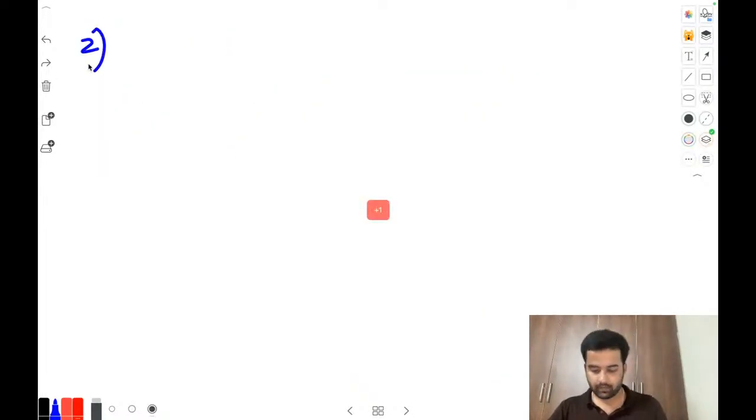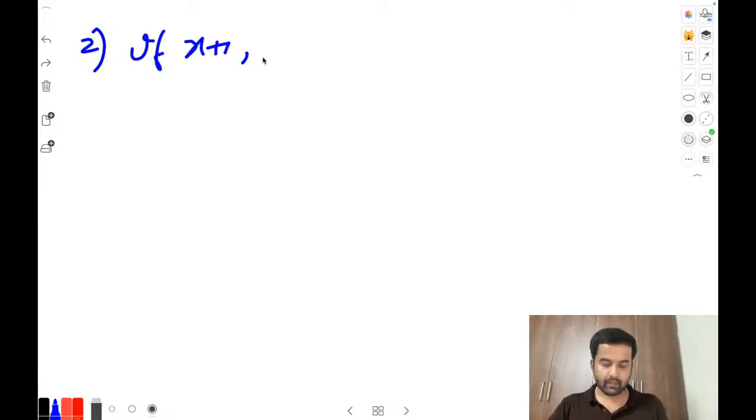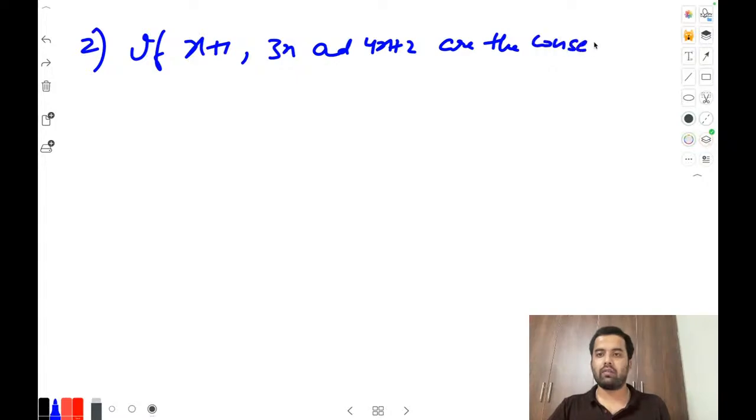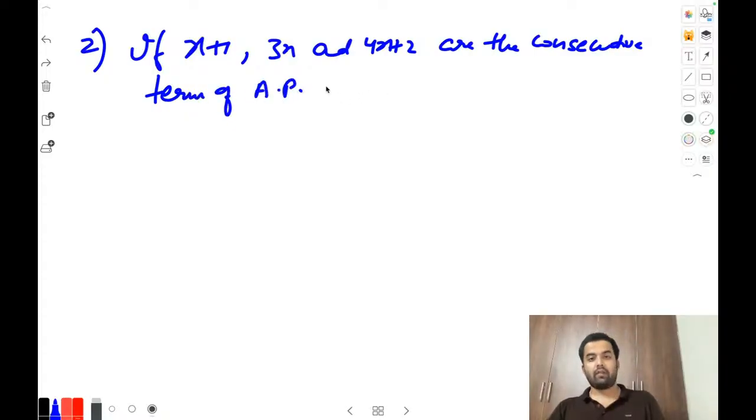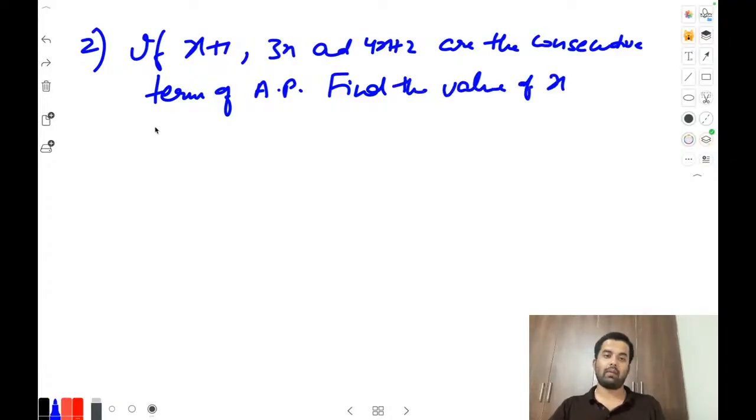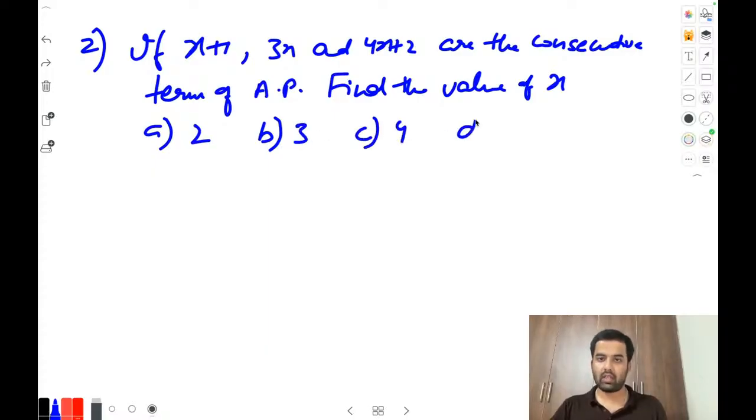Question number 2 now. Yes, it is a very interesting one. If x plus 1, comma 3x and 4x plus 2 are the consecutive terms of AP. Find the value of x. I'm keeping options below. And remember this consecutive term, which means just next to it. Option B is 3, option C is 4, and the last one, option D is 5.